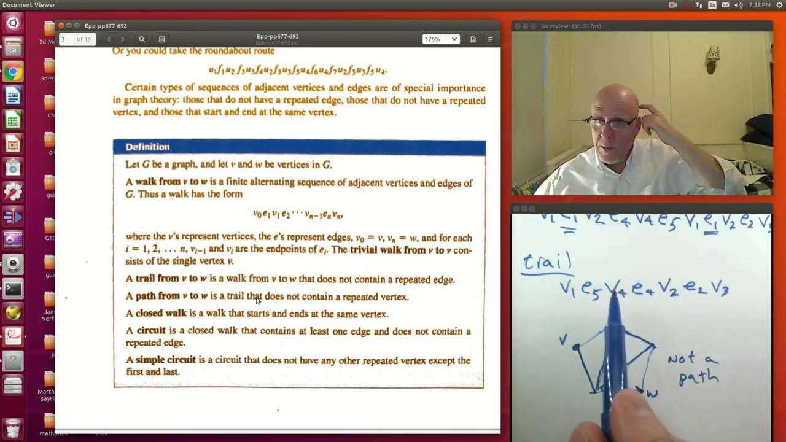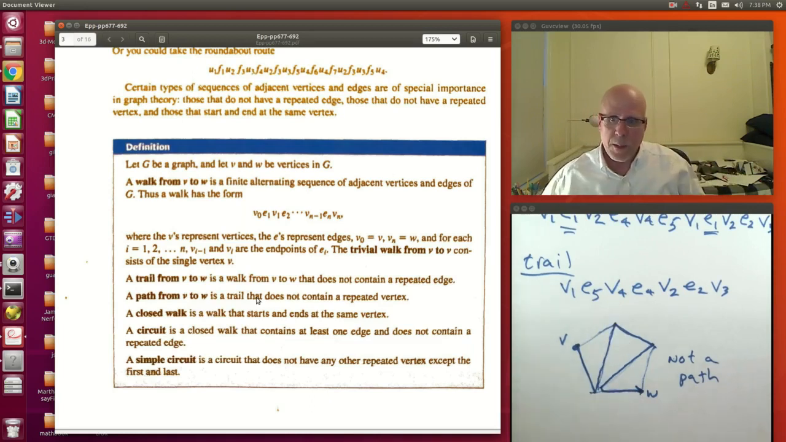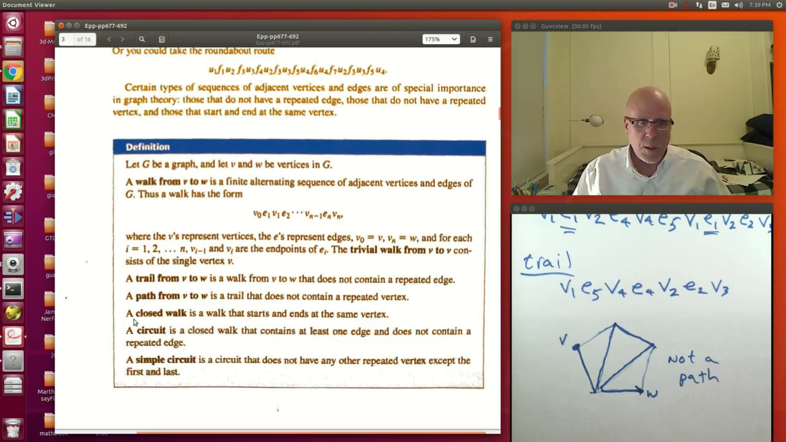The trail that I gave up here is also a path, because it doesn't have repeated vertices. Okay. What else do we have in this box? There's a lot of good stuff in here. A closed walk is a walk that starts and ends at the same vertex.